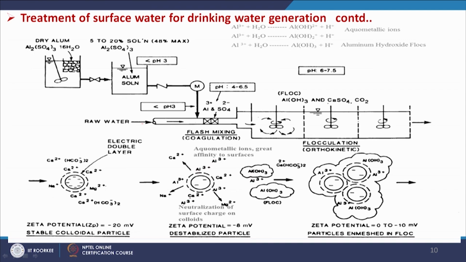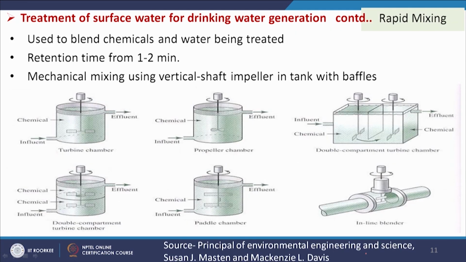So, that will disturb these. Okay. So, the particles will be able to come closer, and in this case you see more particles are coming here, and a flock is formed by this aluminum hydroxide. So, this flock then settles. Very tiny particles are able to settle here. So, both flocculation and coagulation take place in this unit, and then rapid mixing.